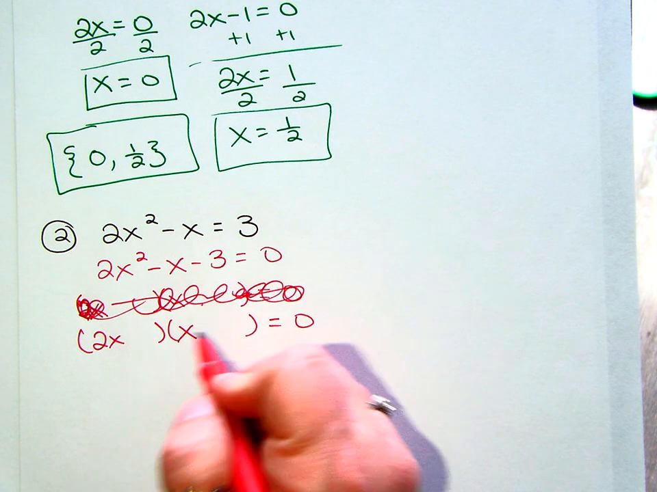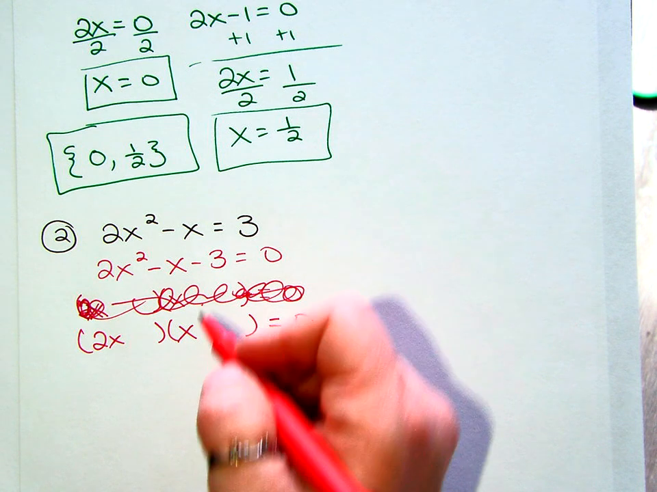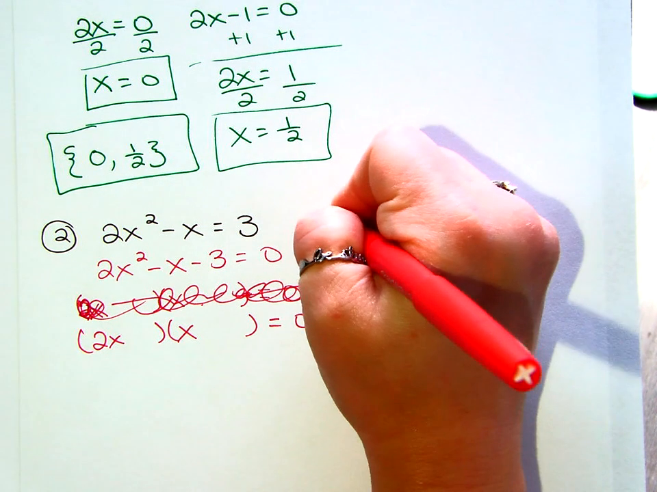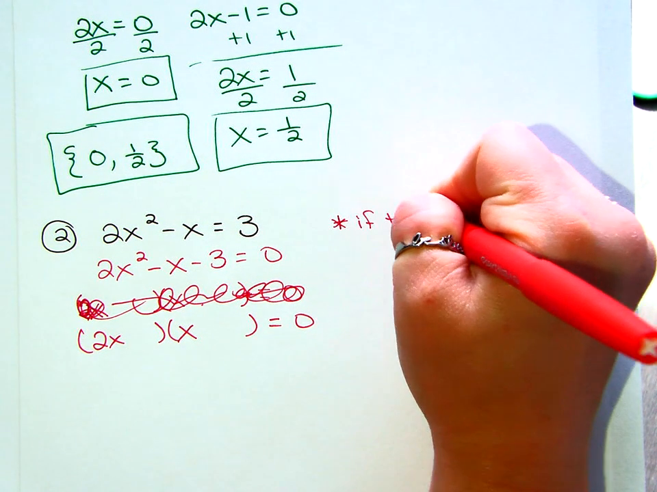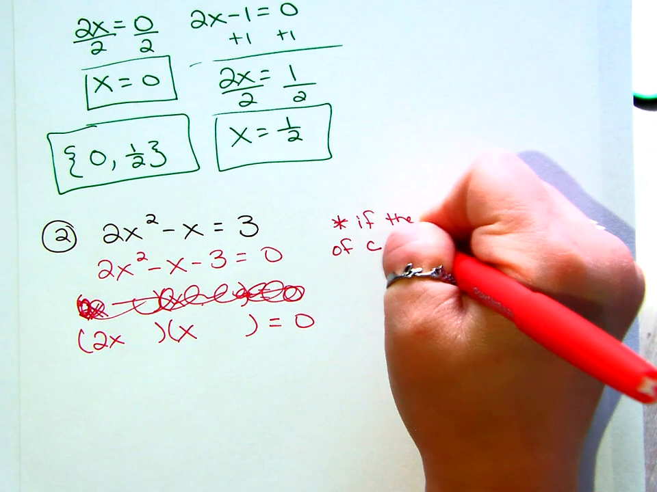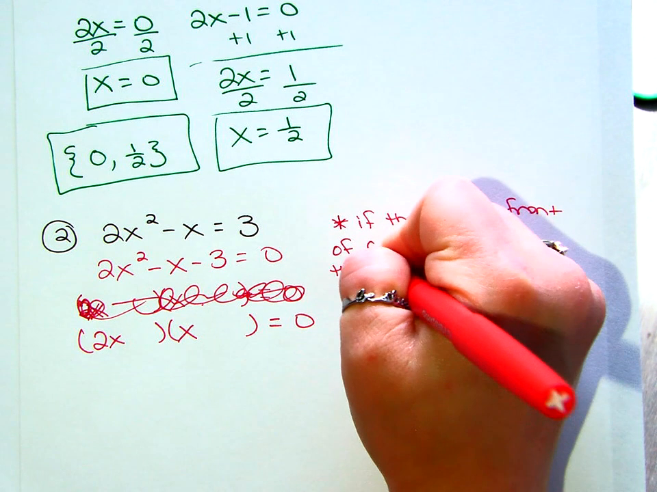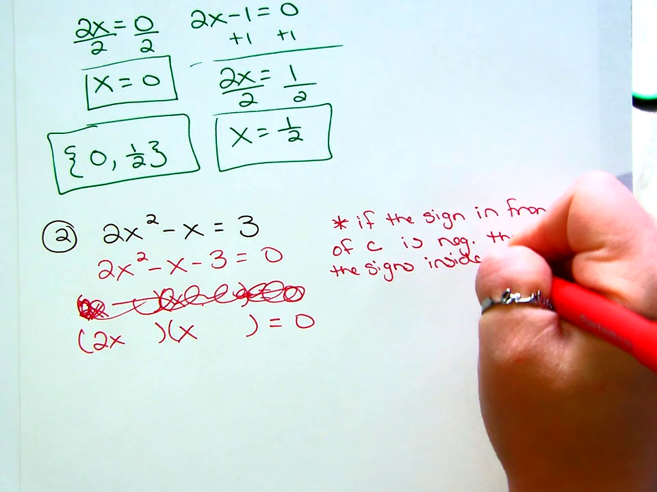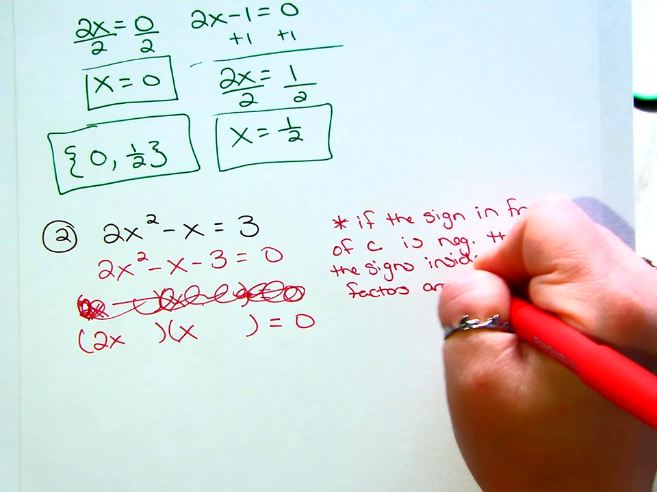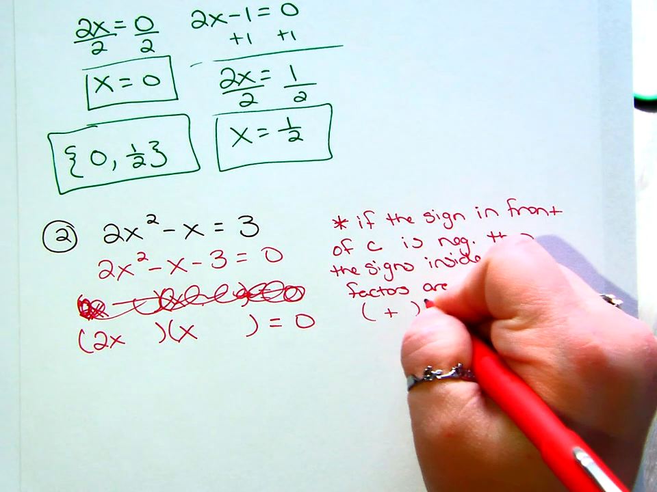Now, the next thing I need to know is if I have positives or negatives in here. Like, what sign do I put in here? In order to figure that out, I look at the sign here in front of my C. And this is a good thing to note. So, star, if the sign in front of C is negative, then the signs inside the factors are different. Meaning you're going to have one that has a positive and one that has a negative.